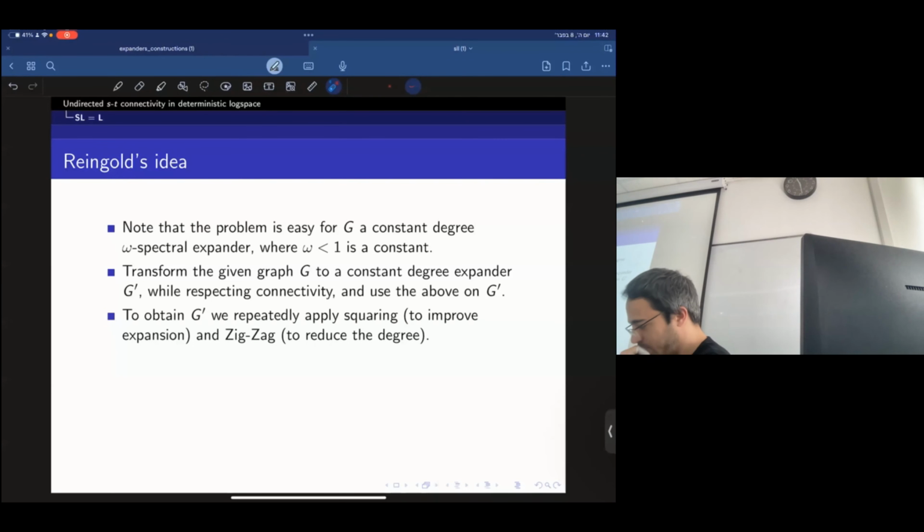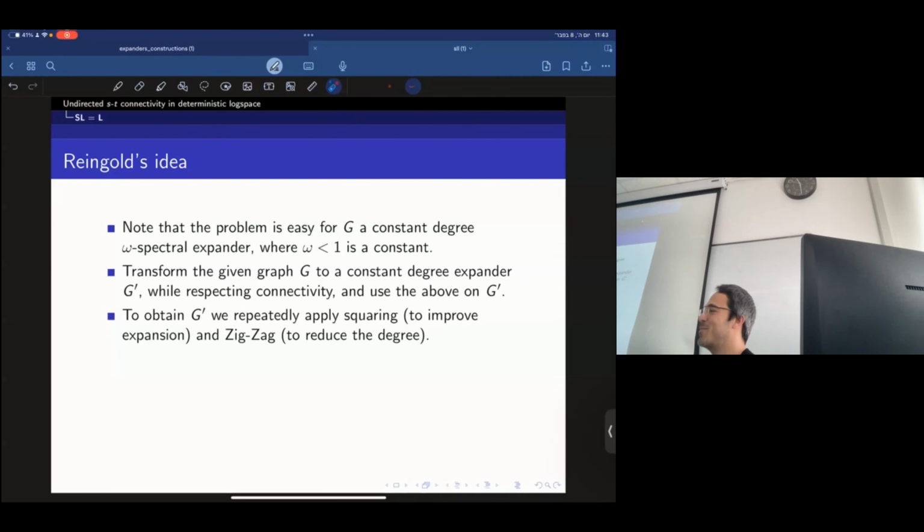G is undirected. No one knows how to do it for directed. What potentially happens is that every connected component becomes an expander, right? Right, exactly.